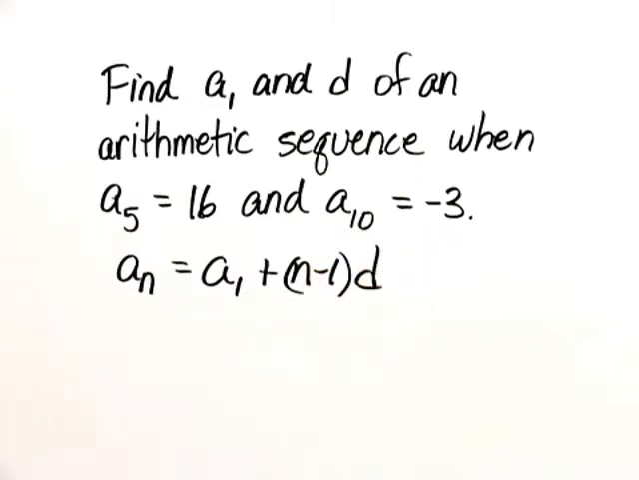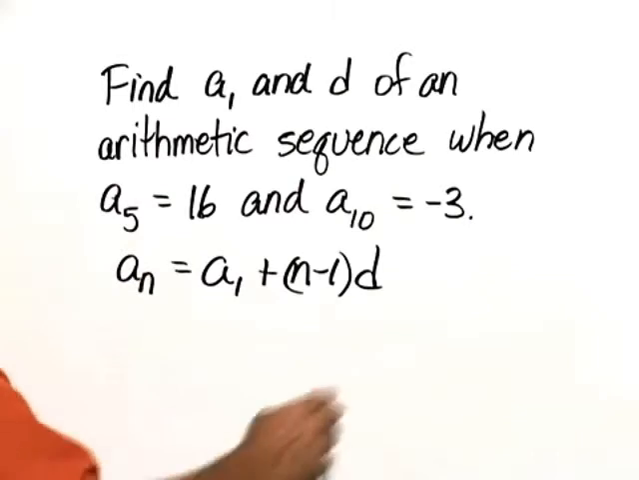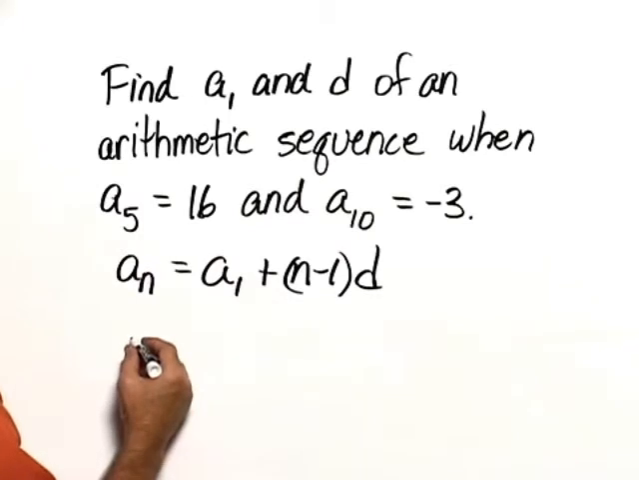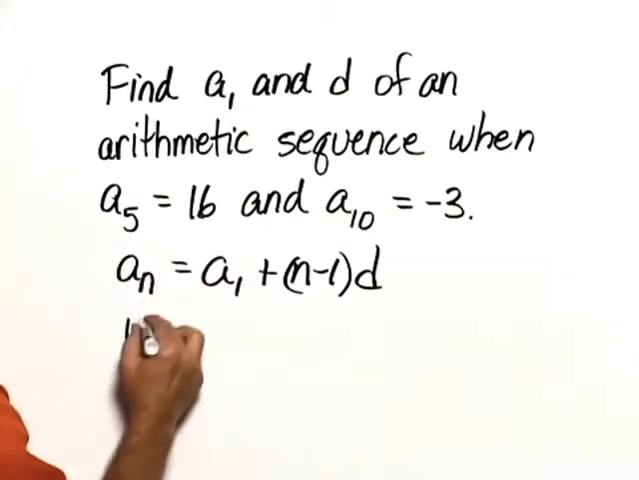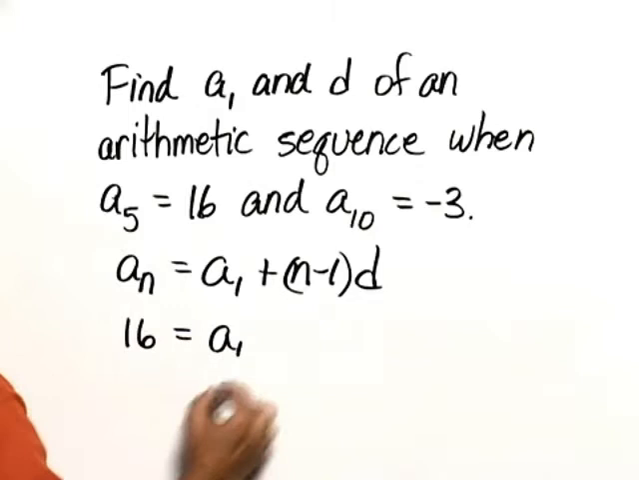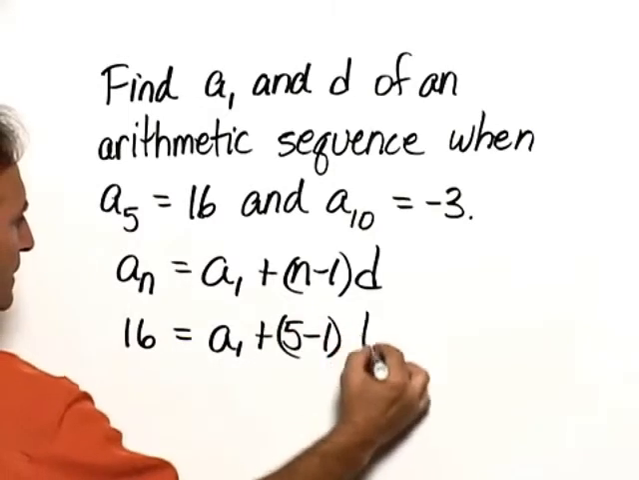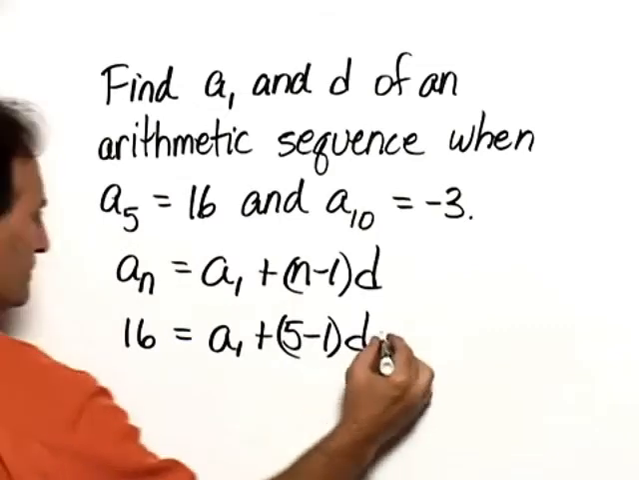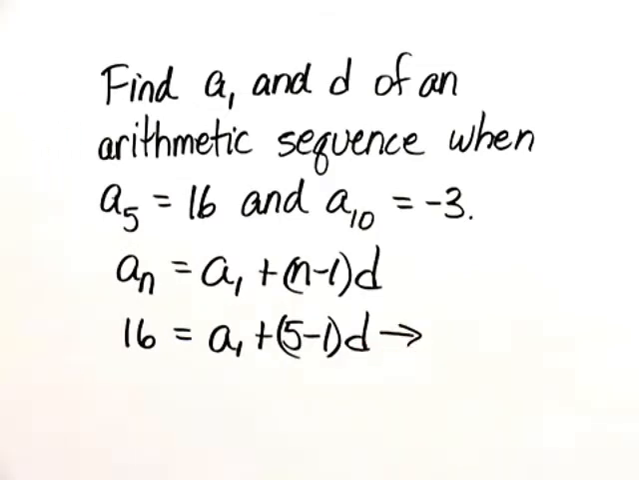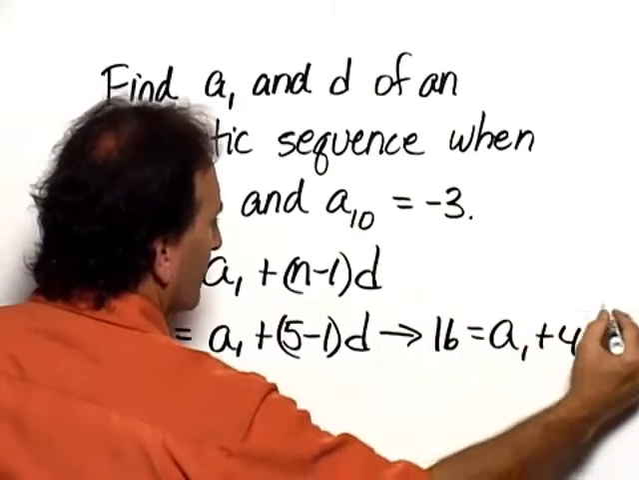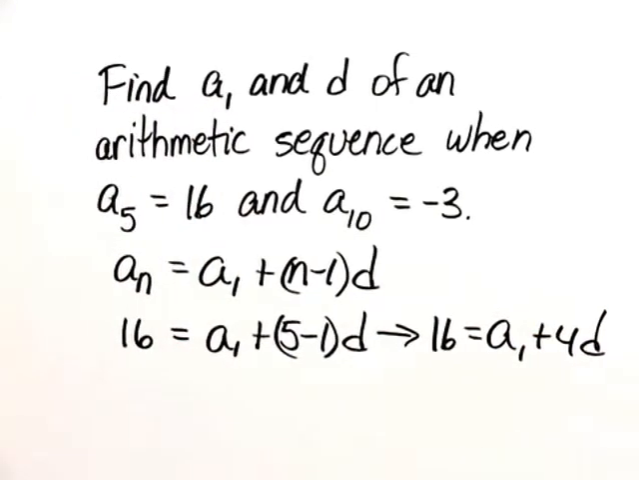That's going to give us two equations which contain the variables d and a sub 1, and we'll solve that system. Let's begin with the fifth term. A sub n is 16. That equals a sub 1 plus 5 minus 1 times d. That equation, when we simplify it, is 16 equals a sub 1 plus 4d.